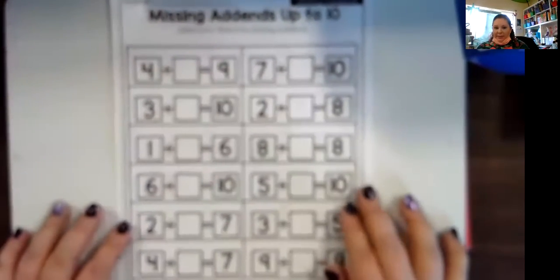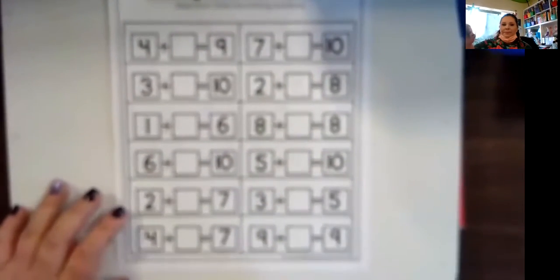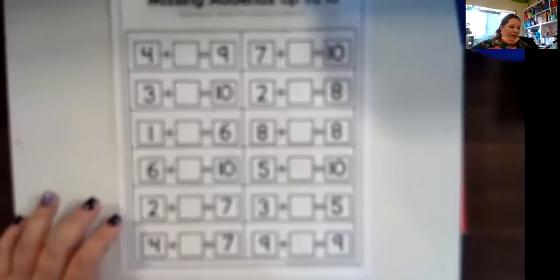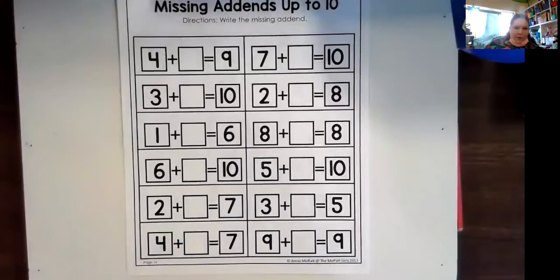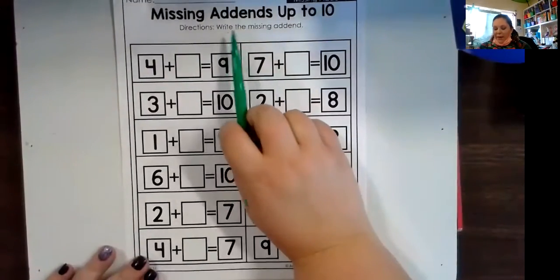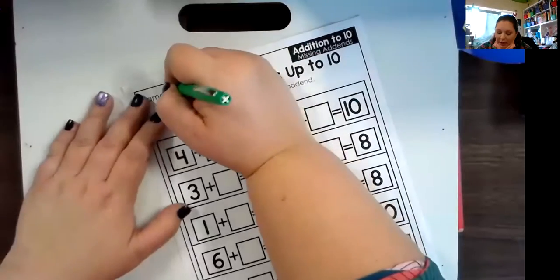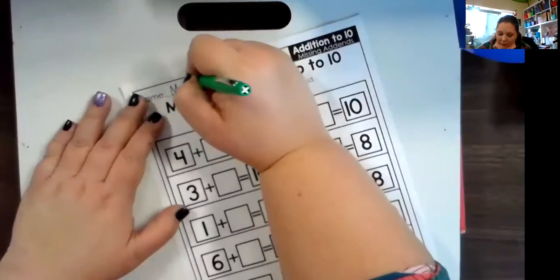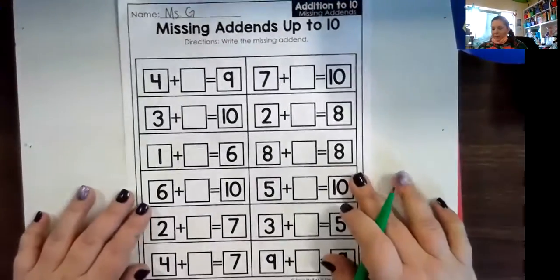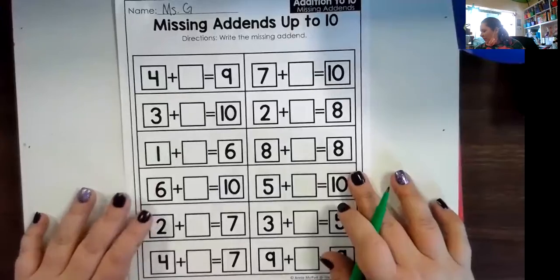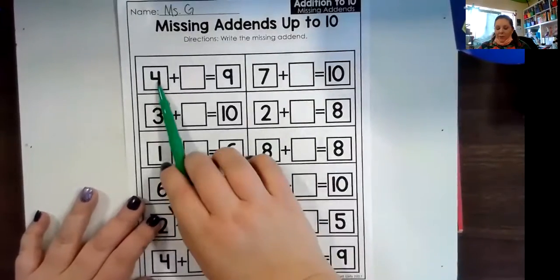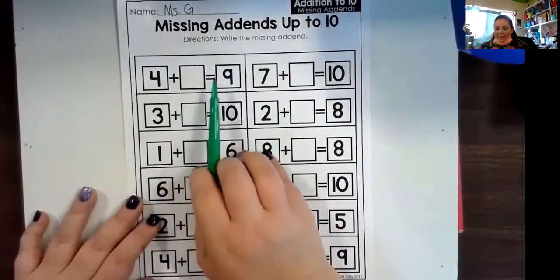So now let's take a look at our practice page, okay? There we go. Now it's focused. Okay, so what are the directions? Right? The missing addend. Name needs to go at the top, very first thing, doesn't it? Name at the top.